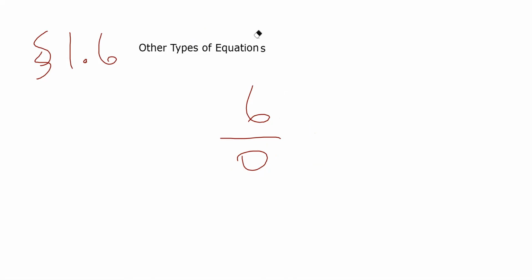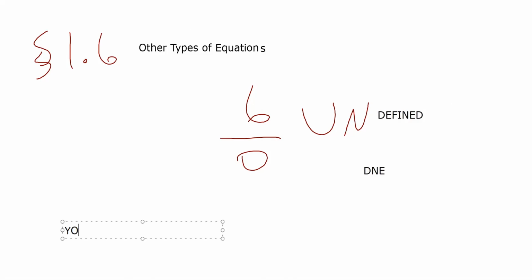This is what we say is undefined. Or sometimes you see DNE, does not exist. There is no answer to that. You cannot divide by 0. You can't do it. You don't get 0 as the answer. You get nothing as the answer. You don't get any number. It doesn't make sense when you just think about the basics of division.